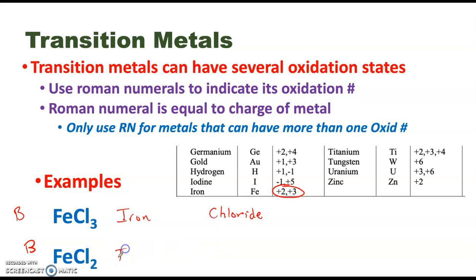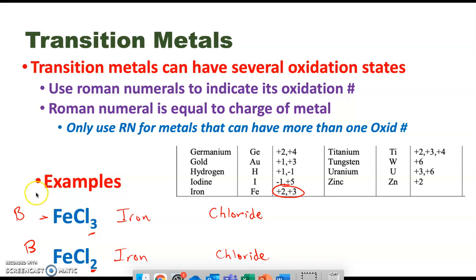Okay, this one's also iron chloride. Because remember, it doesn't matter if there's 3 of these or 2 of these. I don't use prefixes or anything like that. So both of these would be called iron chloride. And we actually have both of these in the stock room, FeCl3 and FeCl2. They're both back there. So let's say I ask someone, hey, can you go grab the iron chloride?